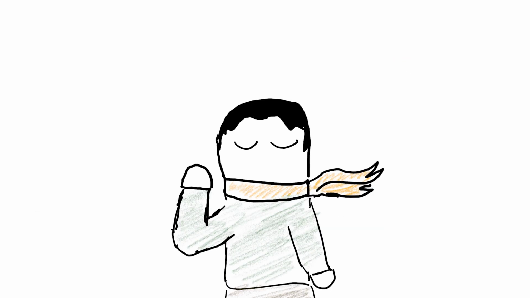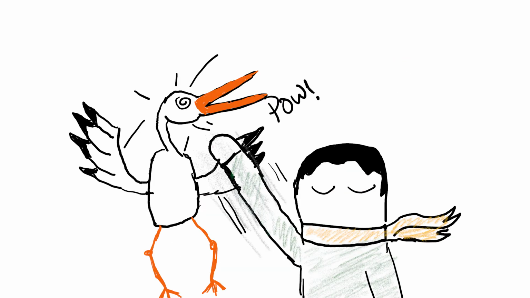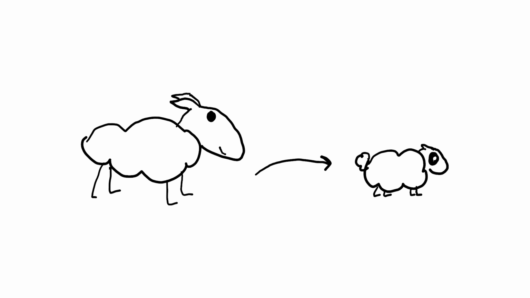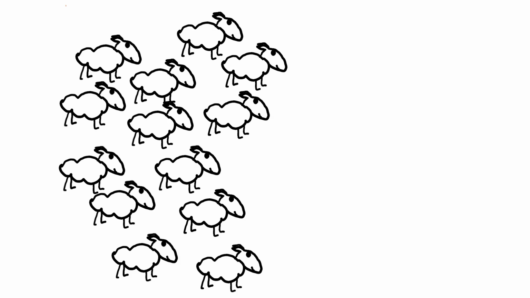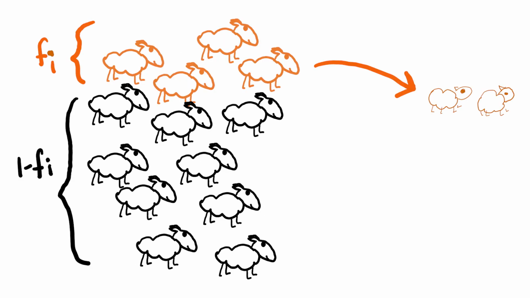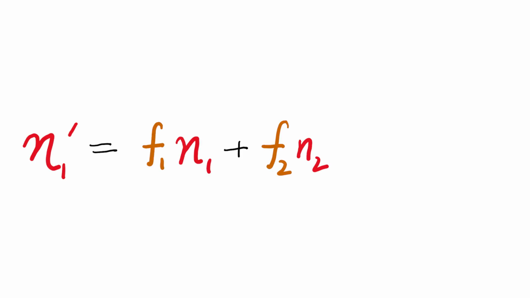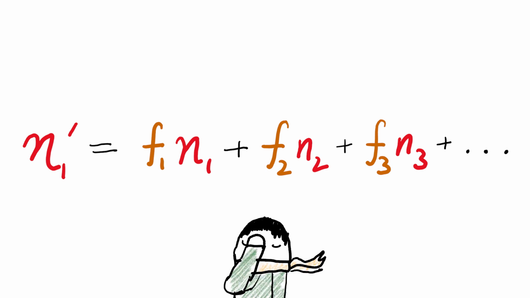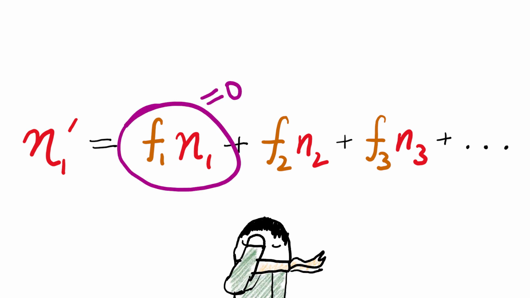If no one ever told you, well, babies come from adults. In this species, an individual might give birth and the fraction of an age group that produces babies is given by f sub i. So, we have the equation n sub 1 prime is f1 n1 plus f2 n2 plus f3 n3 and so on. And for my sanity's sake, let's just take f1 equal to 0.